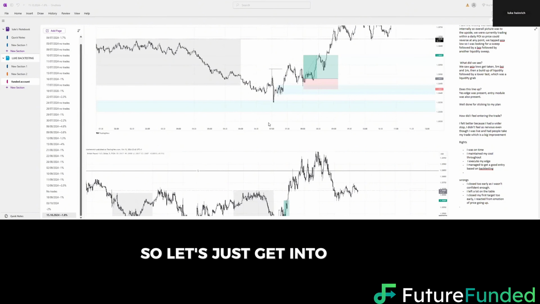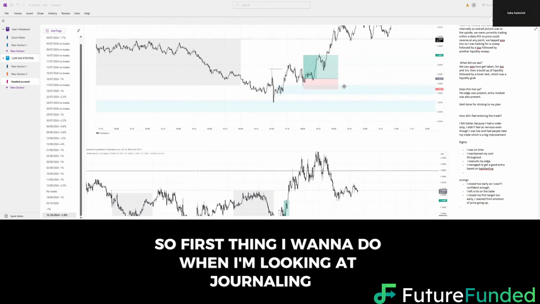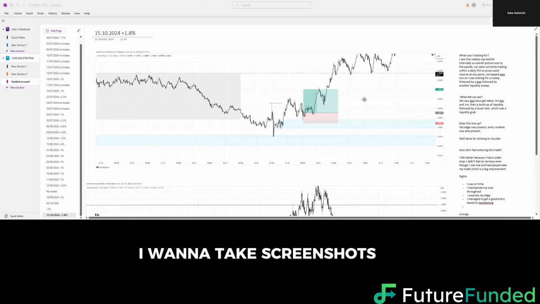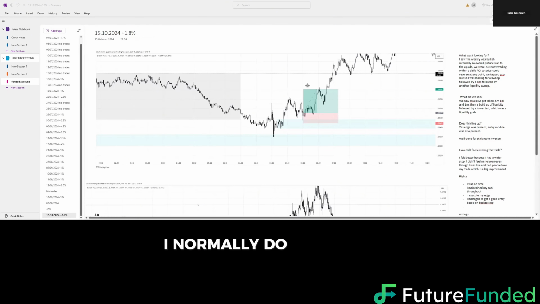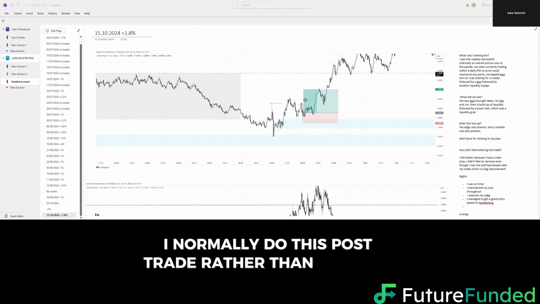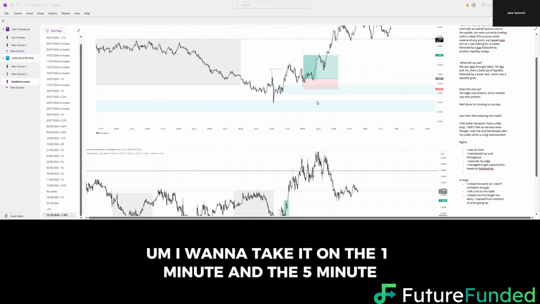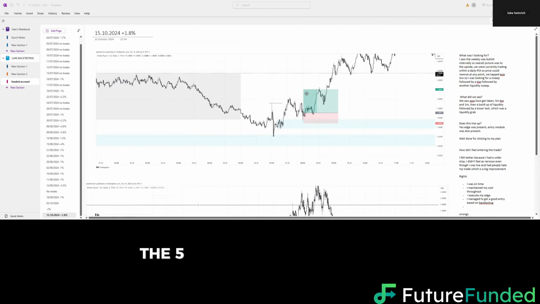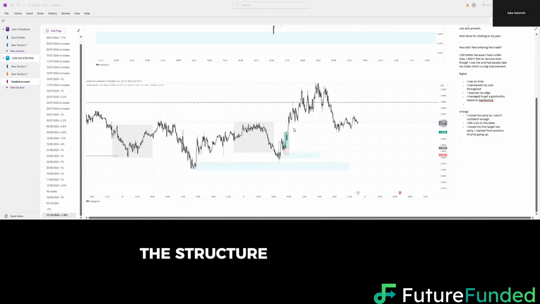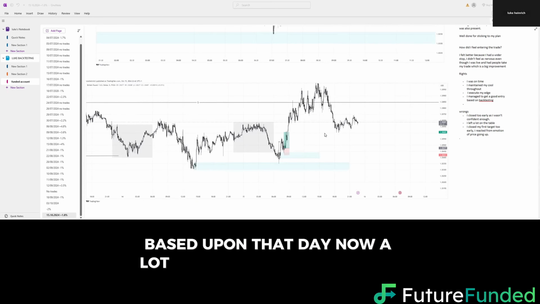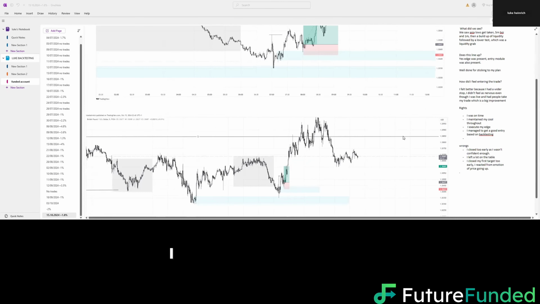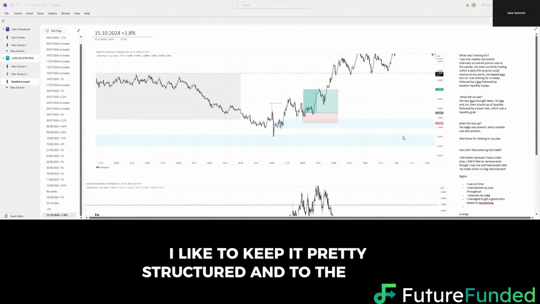Okay, so let's just get into it from the start to the finish. So first thing I want to do when I'm looking at journaling is I want to take screenshots of the actual setup. I normally do this post trade rather than prior to actually entering. I want to take it on the 1 minute and the 5 minute. The 1 minute is purely for the entry. The 5 minute is purely to give me an idea of the structure that we were looking at based upon that day. Now, a lot of people can just write anything. Okay, I like to keep it pretty structured and to the point.